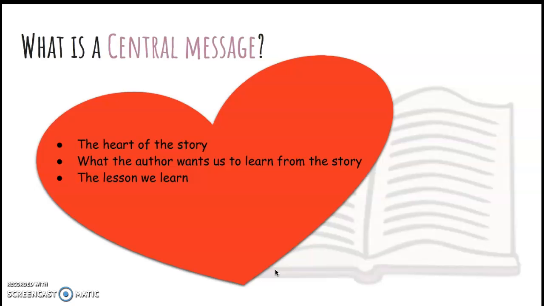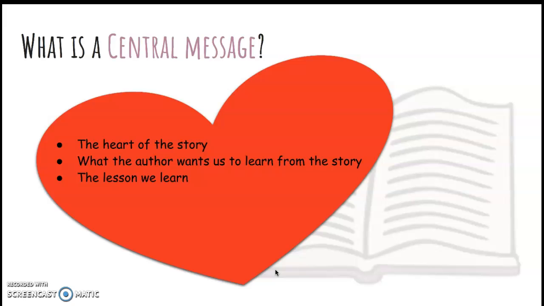You might be thinking, well, what is a central message? The central message of a story is the heart of the story. It's what the author wants us to learn from reading the story. So in other words, it's the lesson we learn.